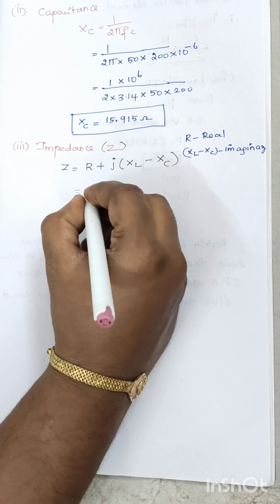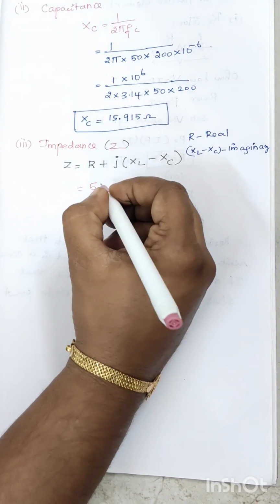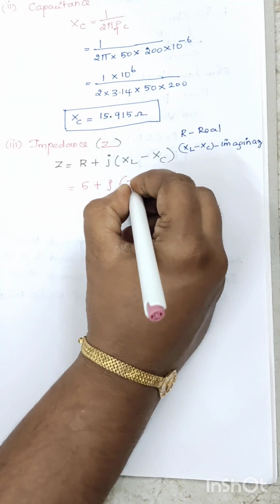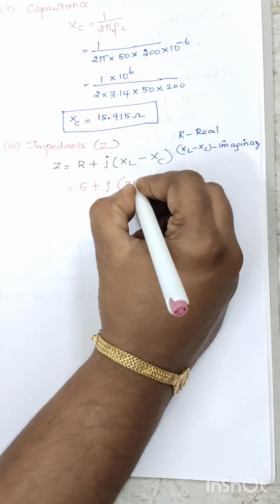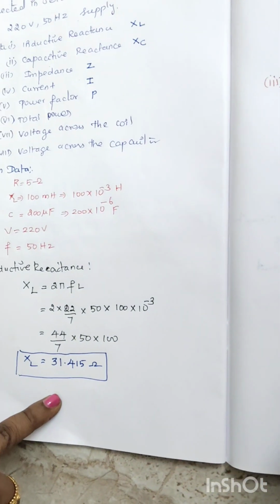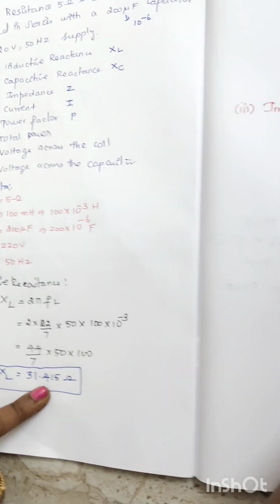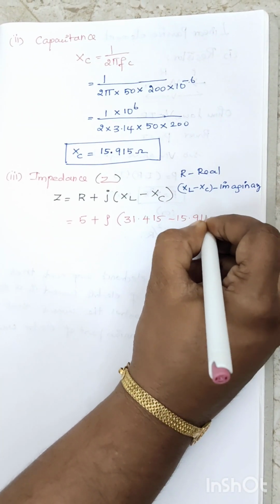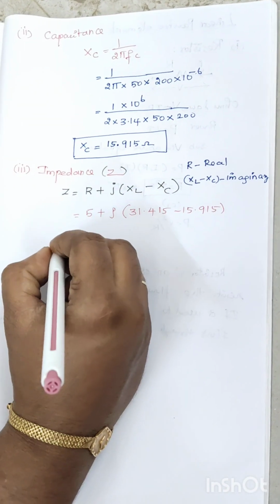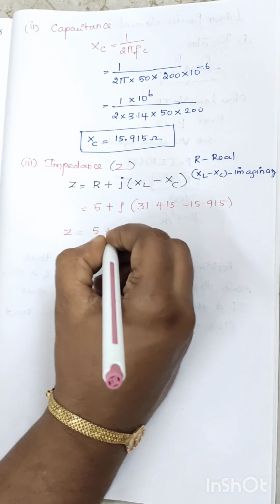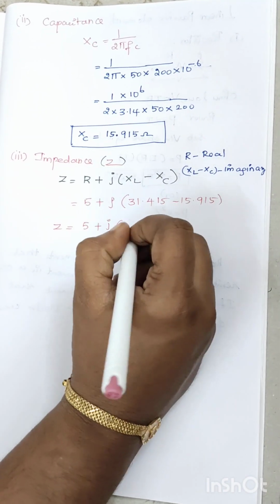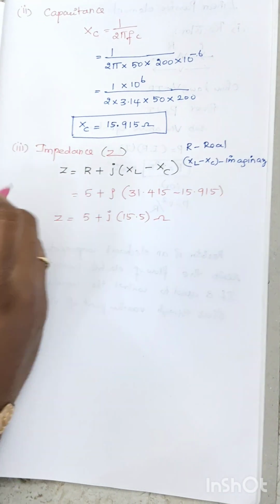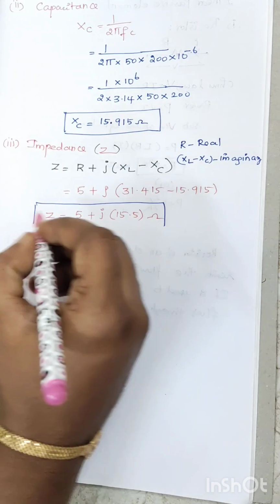Z is equal to 5, the R value, plus J into 31.415, which we already calculated, minus 15.915. Then Z is equal to 5 plus J into 15.5. This gives the impedance.